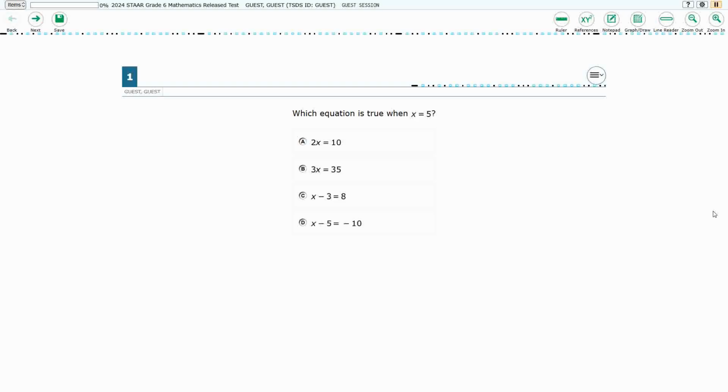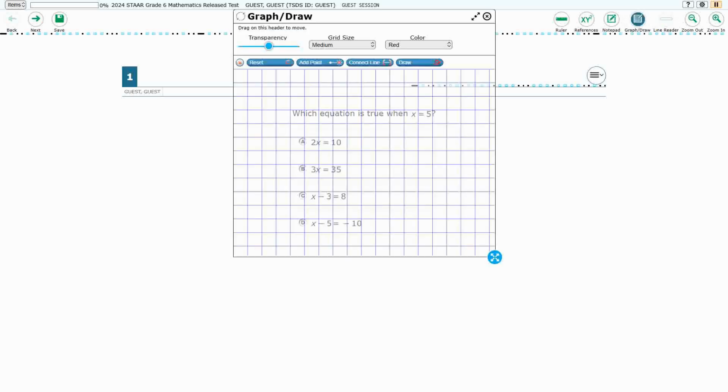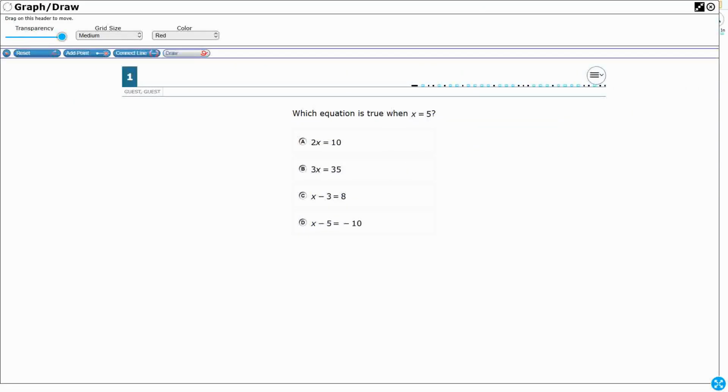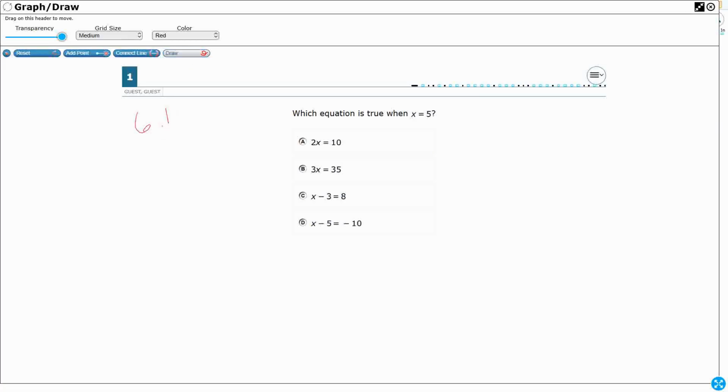For number one, we are determining the validity of equations and inequalities. This is standard 6.10b, and it's pretty straightforward here. We need to plug in 5 to each of these equations, and the big question for students is what happens when you have 2 times an x. Do they recognize that it's 2 times that x, right?